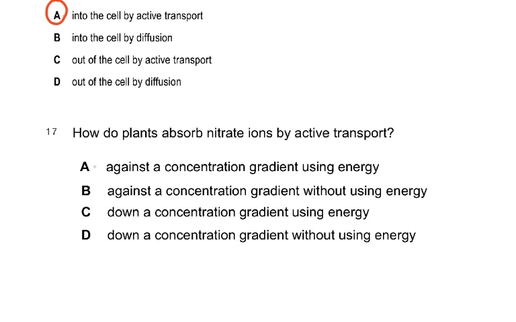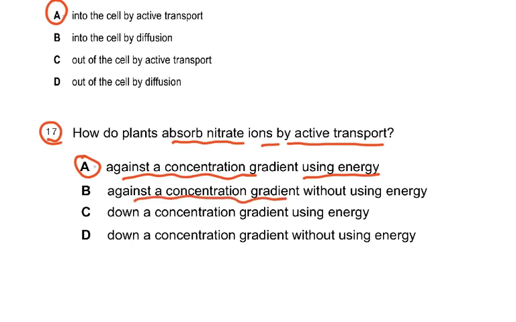Then coming on to question number 17. How do plants absorb nitrate ions? By active transport against a concentration gradient using energy. Yes, the answer is A. Now B, why is B wrong? Against a concentration gradient without using energy, this is wrong. It has to use energy from aerobic respiration.